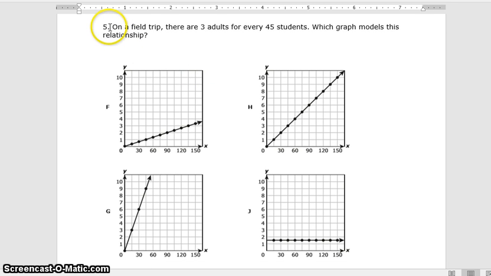Number 5. On a field trip, there are 3 adults for every 45 students. Which graph models this relationship? So find this point. 3 adults, 45 students. Which one of these has that point?